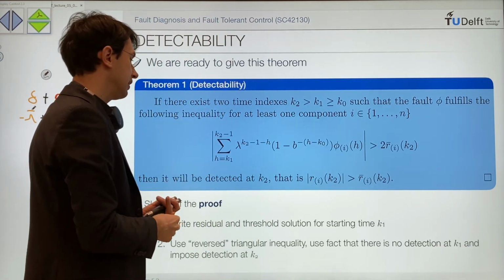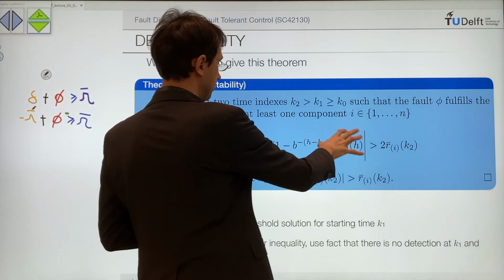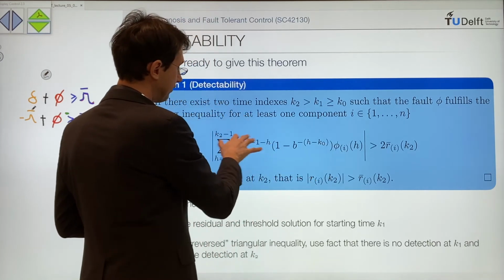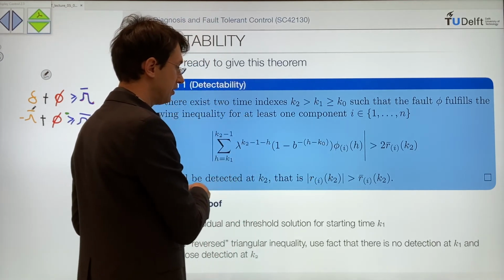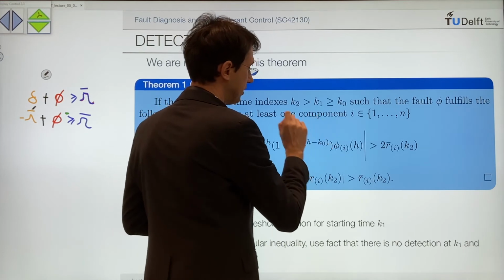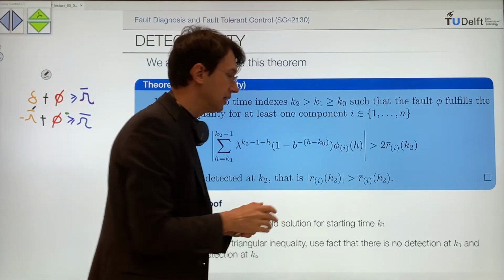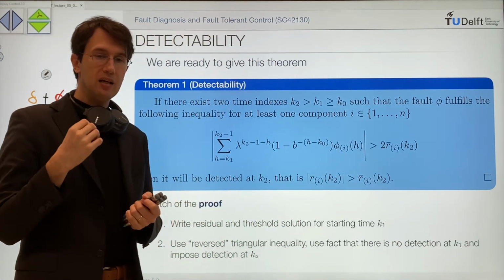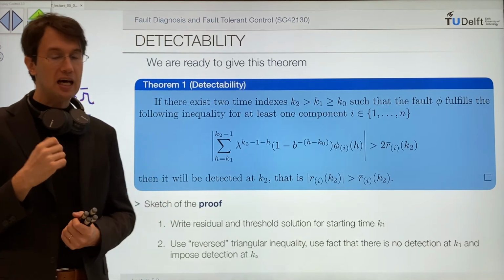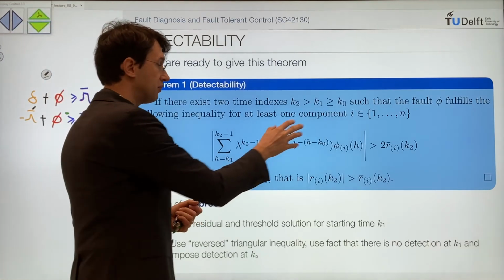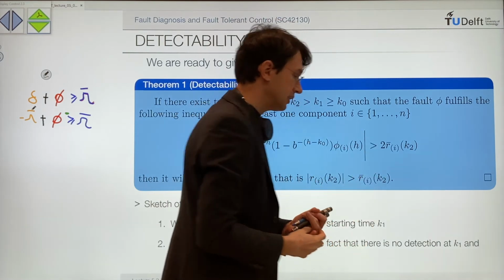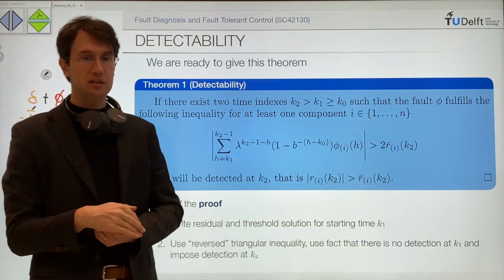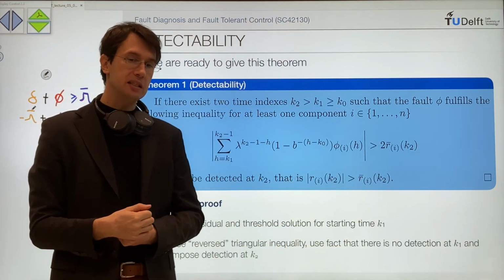And this thing is saying to you, okay, apart from the effect of the filtering of the observer, the fault should be bigger than twice the threshold, which is an indirect way of saying that the fault should be bigger than the uncertainty, twice the uncertainty. And this makes sense indeed.